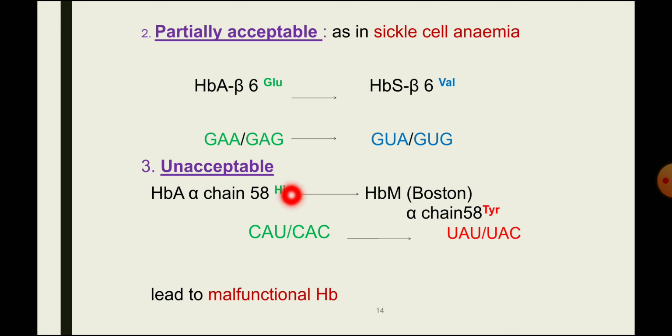So what type of mutation is this? Point mutation, substitution, but it is a transition because it is pyrimidine to pyrimidine. The replacement is from a pyrimidine to a pyrimidine, so it is a transition. This leads to malfunctional hemoglobin. That is why it is called unacceptable. A malfunctioning hemoglobin is formed, that is the methemoglobin type.